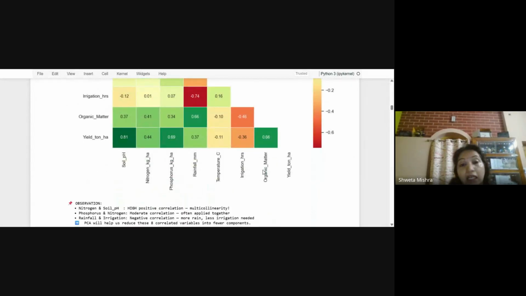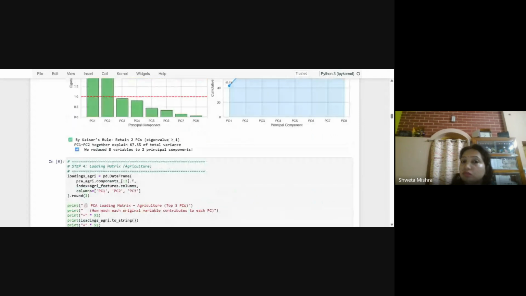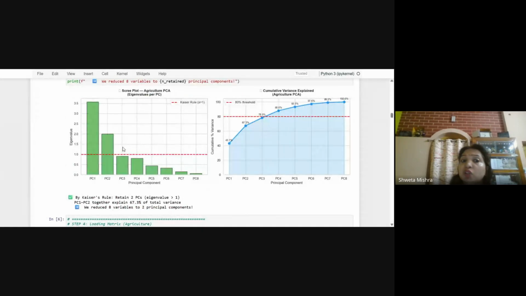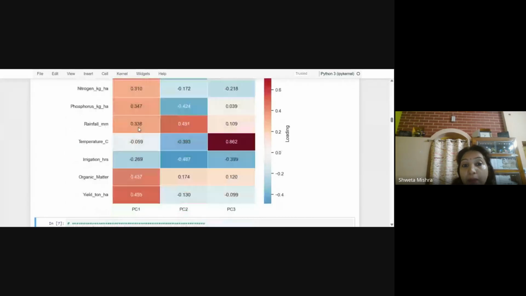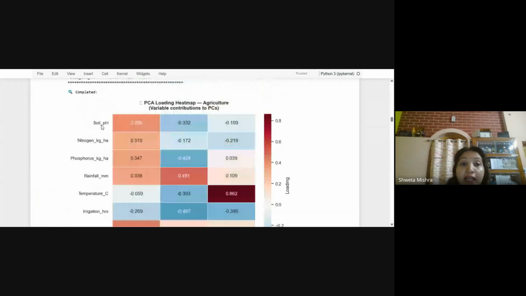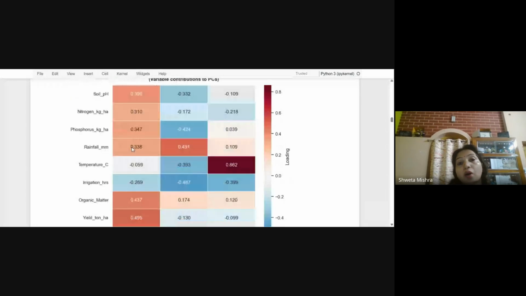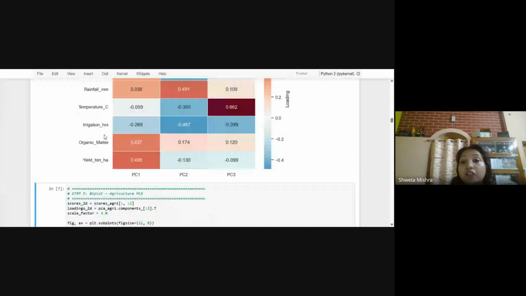Now these 8 variables we have reduced into 8 principal components. Here we can see that 3 to 4 principal components are enough to provide 70 to 80% accuracy. So here again we construct a heat map with respect to the principal components. Here we will get an idea of how the principal components are affected by which variable.